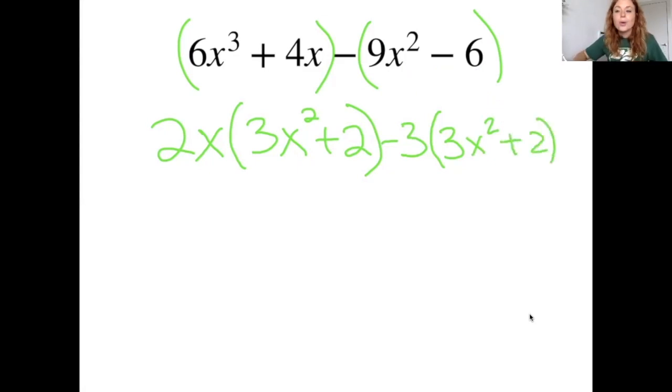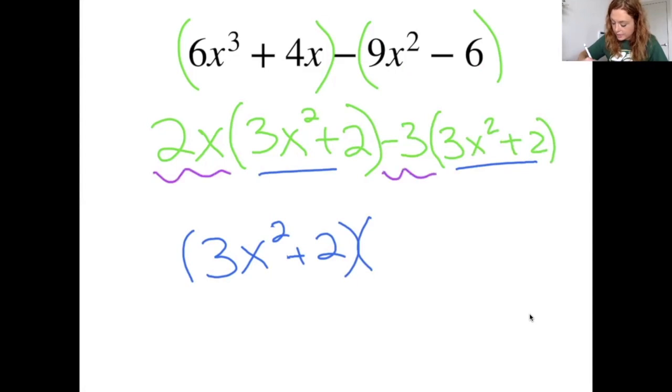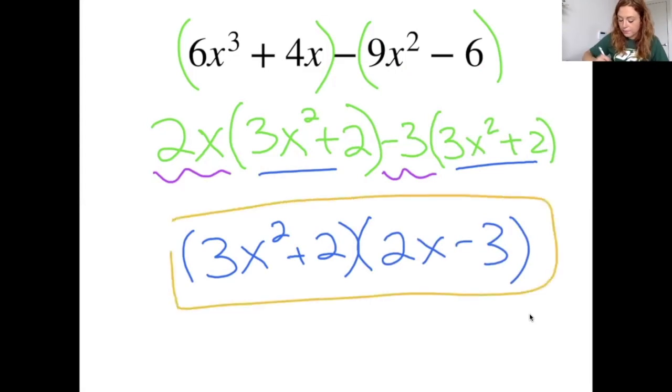That's exactly what we wanted, because now we can see we have a common binomial. So we're going to drop down that common binomial one time: 3x squared plus 2, times those other two pieces, 2x minus 3, put in a factor, and that is your factored form. And again, you can use shirts and pants, FOIL, double distribute, however you want to word it, to check your answer.